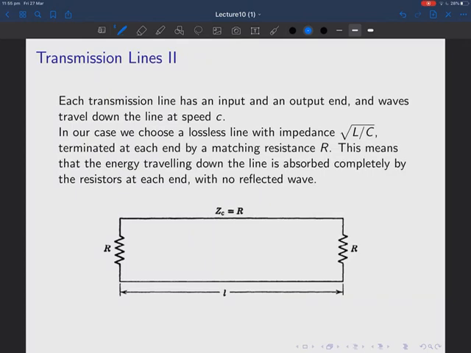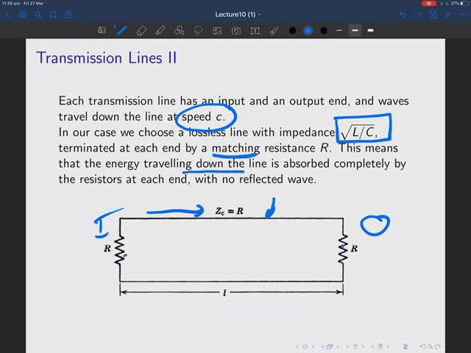Okay, so we're going to look at a very simple transmission line, which has an input end and an output end, and waves which travel down the line at speed c. Okay, and we're going to choose a lossless line. So there's no resistance in the line at all, but we do have resistance at the end. There's two resistors there, but in the line itself, there's no resistance. And the impedance of our line is just the square root of the inductance divided by the capacitance. Okay, and we've got matching resistances R at either end. And the matching means that the energy traveling down the line is absorbed completely by the resistors at each end. And there's no reflective wave. So you put some energy down here, it doesn't get reflected back.